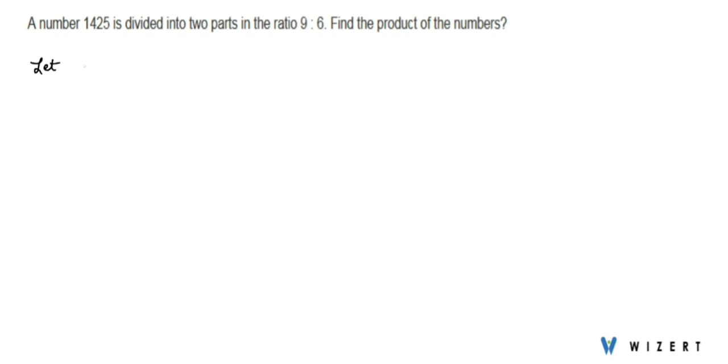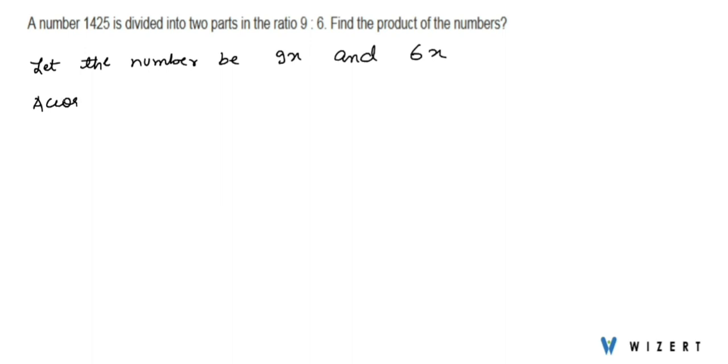So first of all we'll assume that the numbers are 9x and 6x. Why? Because the ratio is given as 9 by 6. So we have divided this 1425 in two parts, which are 9x and 6x.